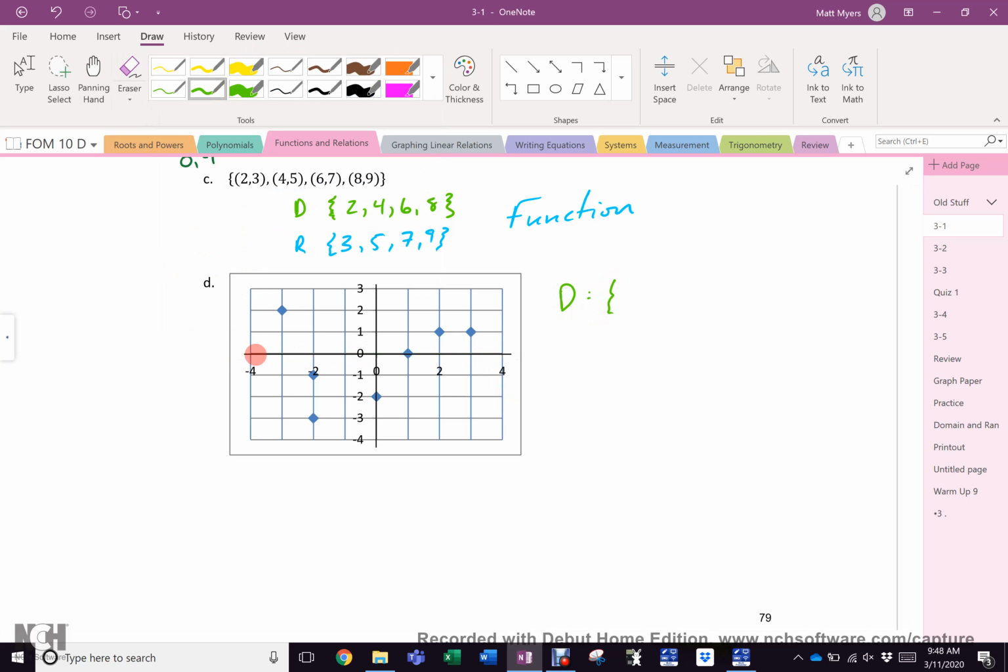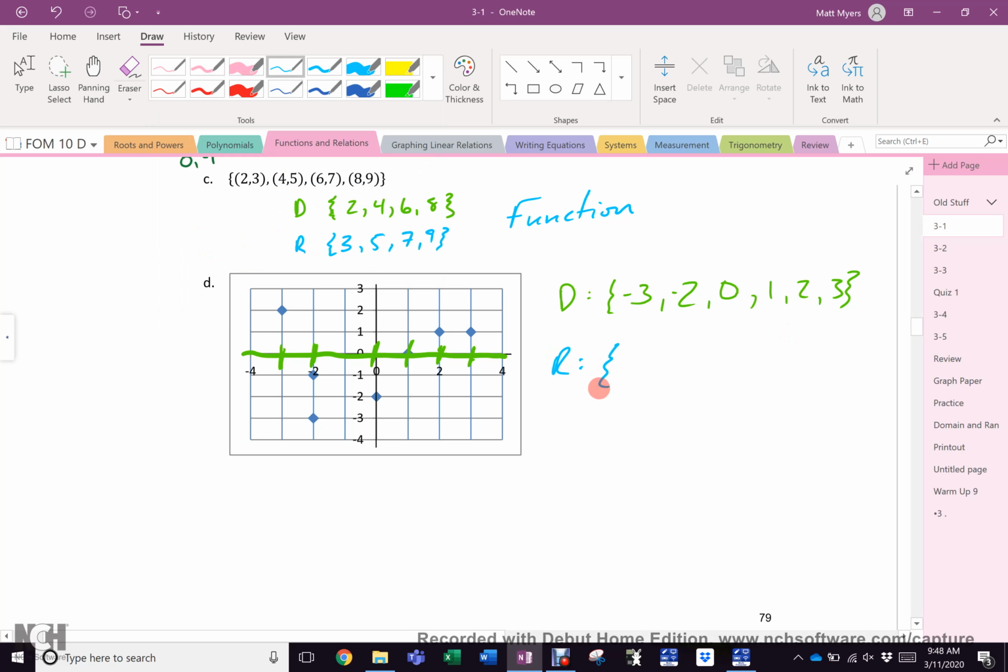So let's do that. What's the least x value I have? -3, because it's right there, yes? What's the next one? -2. What's the next one? 0. What's the next one? 1. Then 3. Everybody agree? All I did was check the x values. Yes? Everywhere there's a dot, I took the x. Yeah? Okay, how do I do range?